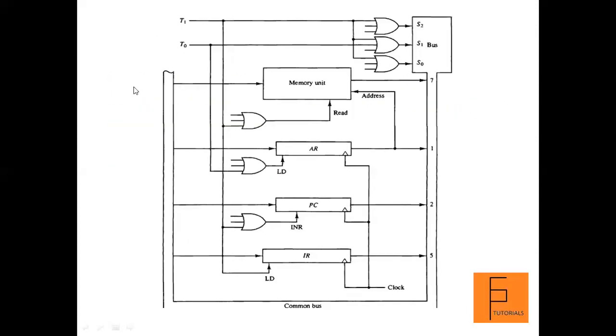So if you have to transfer it to the instruction register, you will have to enable the load input of the instruction register. By enabling the load input of the instruction register, the content of the common bus, which is nothing but the content of the memory unit which we transferred, will now be stored in the instruction register.